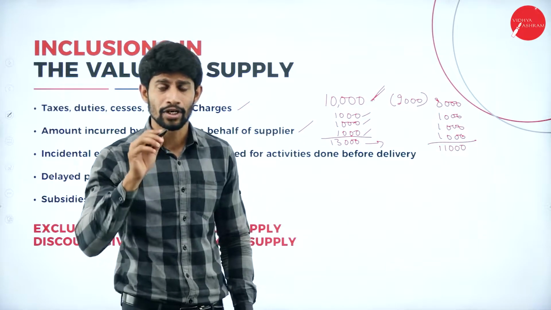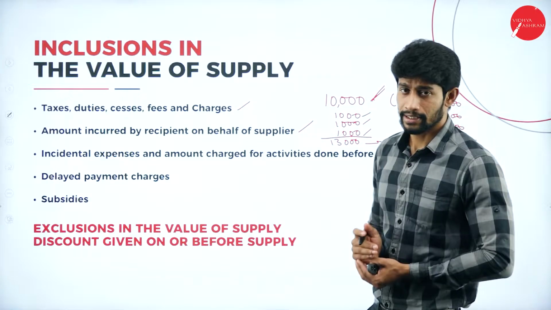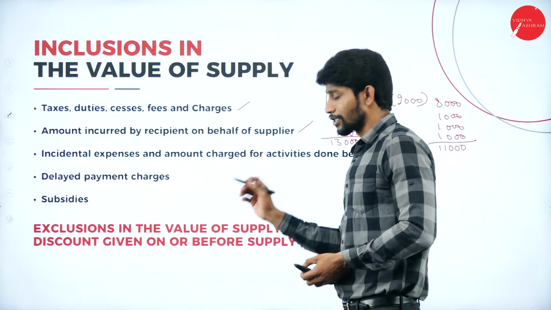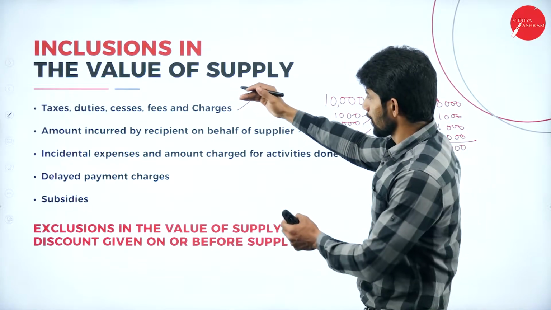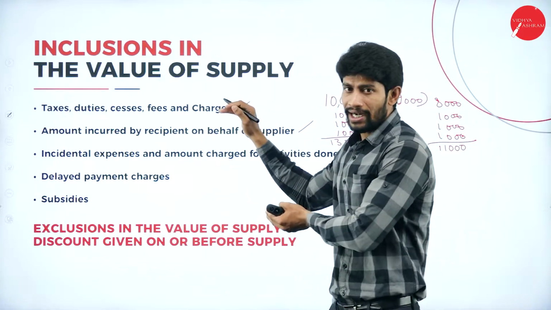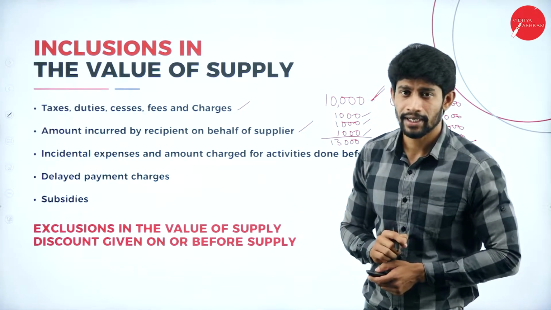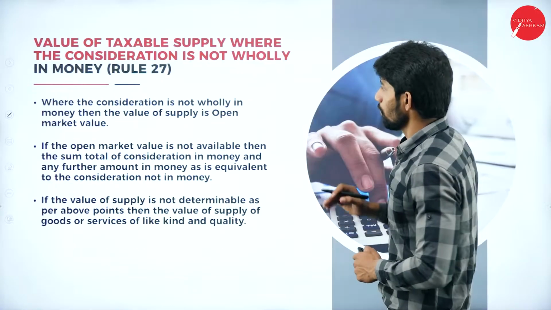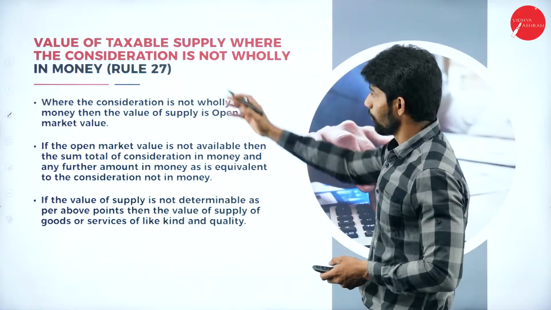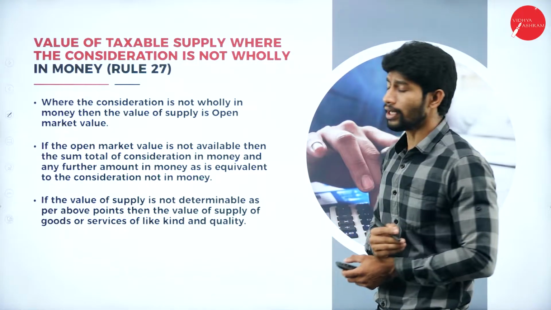So if any discount is given by the supplier on or before the sales, that should be excluded from the value of supply. So these are all the items which we are going to add and deduct while we are computing the value of supply under the GST Act 2017. So moving on to rule number 27, value of taxable supply where the consideration is not only in money.